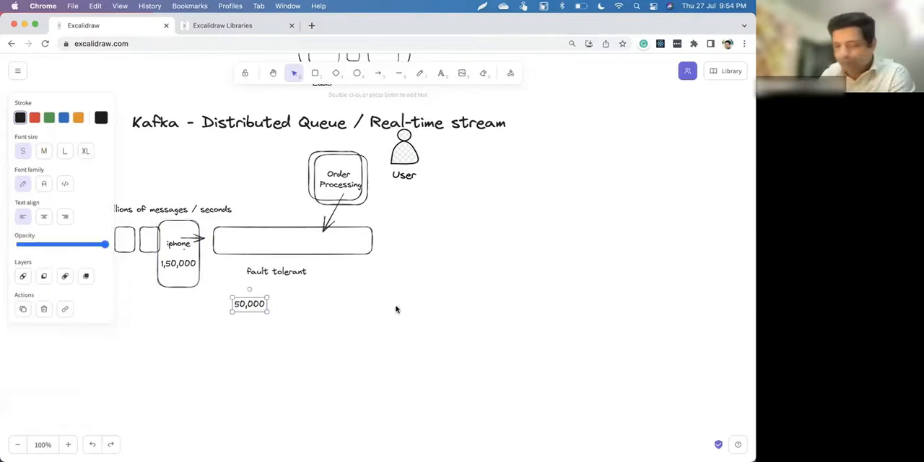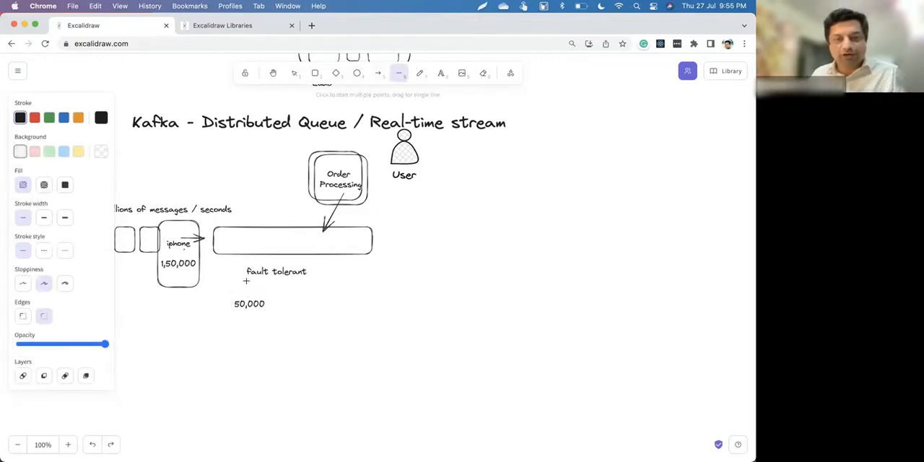You would also feel bad if you ordered something, maybe for your birthday or to gift to someone, and the order does not get processed. It would be a pathetic experience. Maybe you told someone you will gift them an iPhone, and then the iPhone does not arrive, and you say, okay, I'll never use this application. So this is the advantage that makes the application fault tolerant.